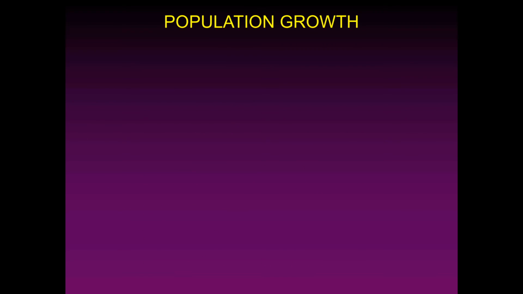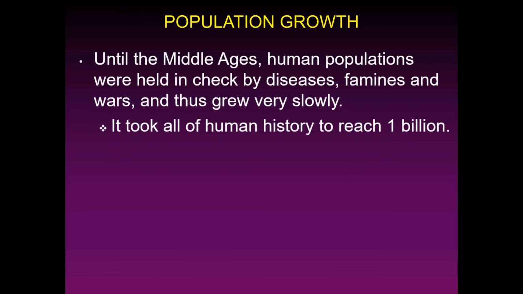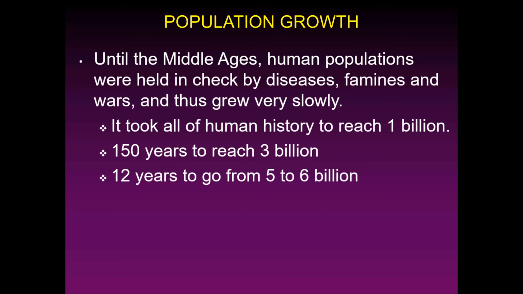All right, so looking at population growth. Until the Middle Ages, human populations were held in check by disease, famines, and war, and they grew very slowly. It took all of human history to reach 1 billion. And then from there, it took 150 years to reach 3 billion. And right now, we're sitting a little over 7.